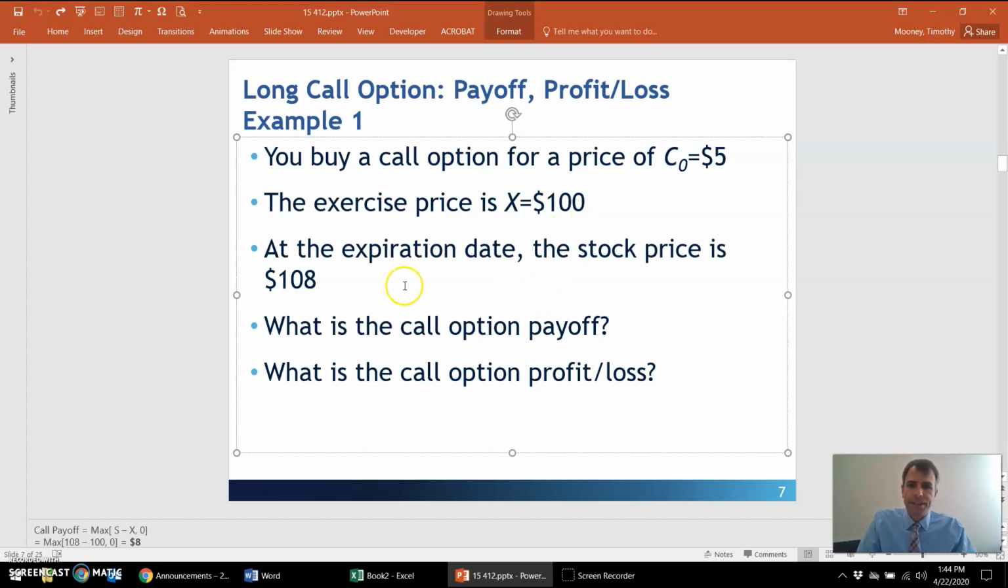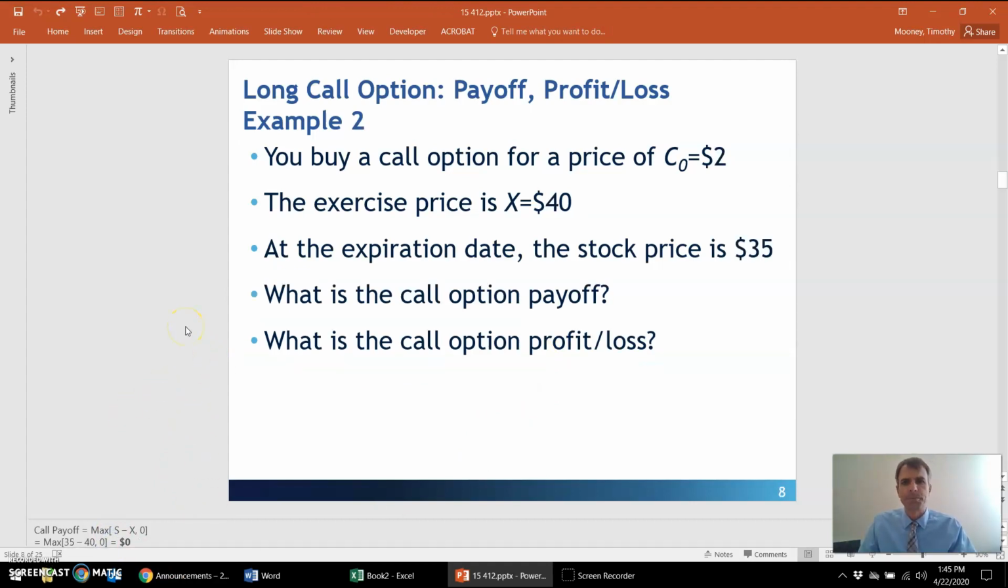On the expiration date, if we exercise the option and buy a share of stock for $100, and then we can turn around and sell it in the market for 108, then we've earned a payoff of $8. In terms of profit and loss, if we paid $5 for an option like that, our profit and loss would be the payoff, $8, minus the price that we paid for the call option, $5. So the profit and loss would be $3. You can find the details in the notes section of the PowerPoint, but hopefully the intuition makes sense if you go over it a couple times.